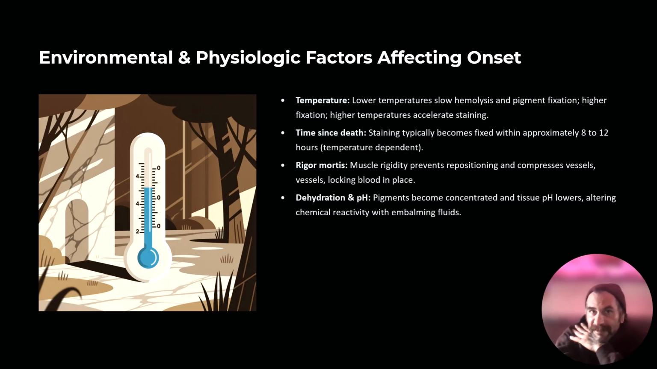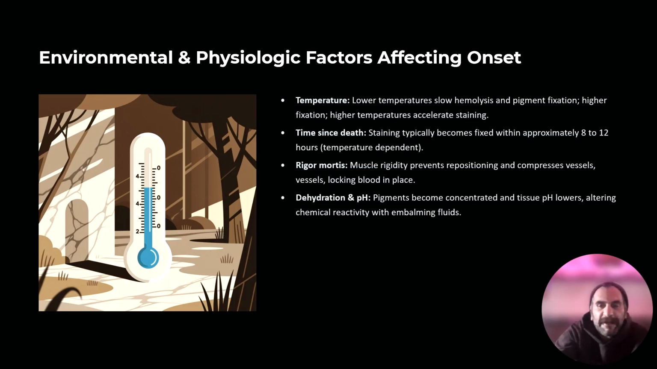Environmental and physiologic factors. Temperature is the biggest influence. As we all know, cooler environments slow down the cellular breakdown. Warmer ones speed it up, pushing hemolysis and the pigment formation faster. Time of death matters. Staining becomes permanent between 8 to 12 hours usually. Also, this can vary depending on the environment.